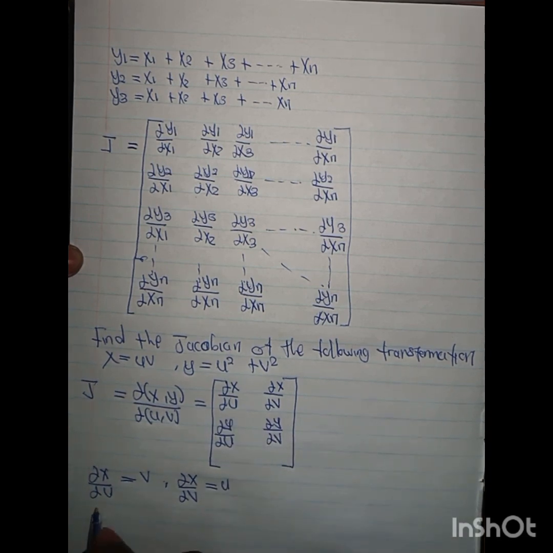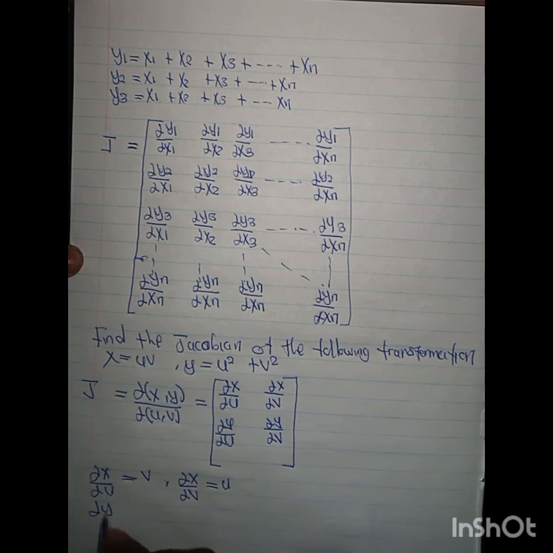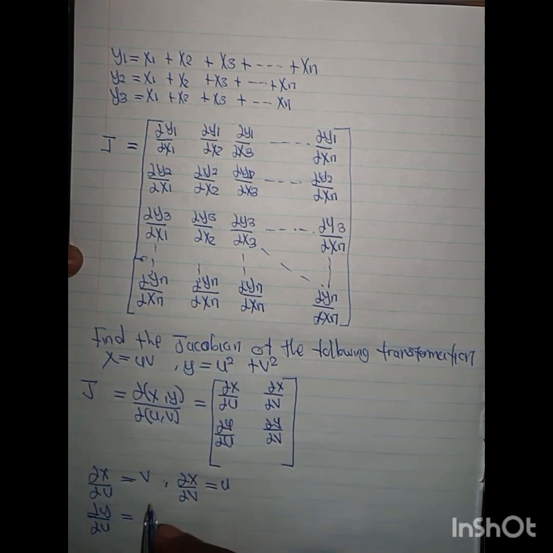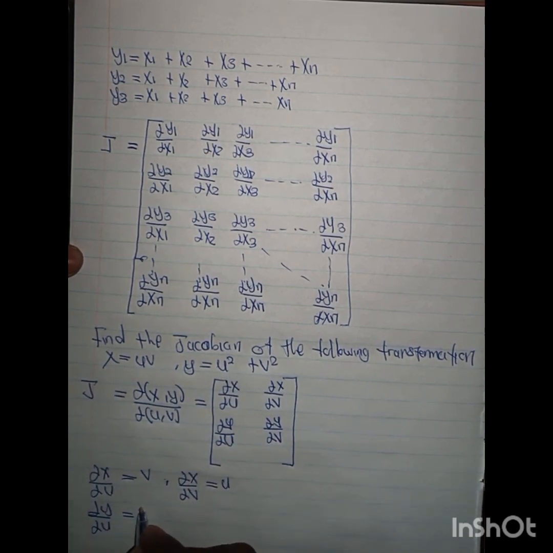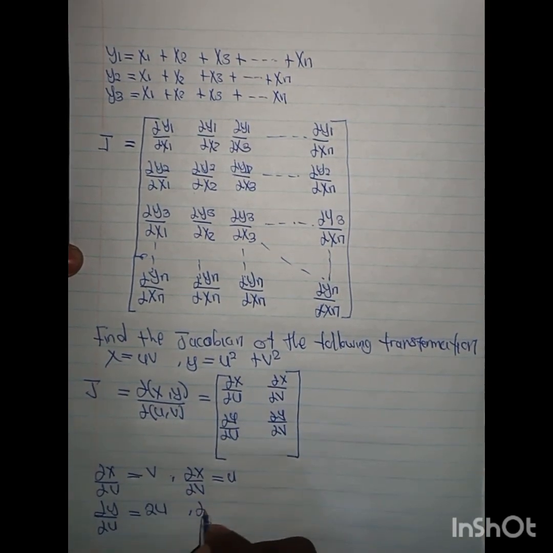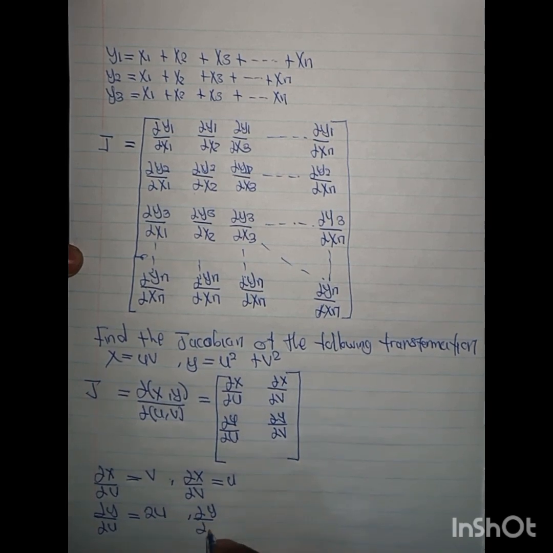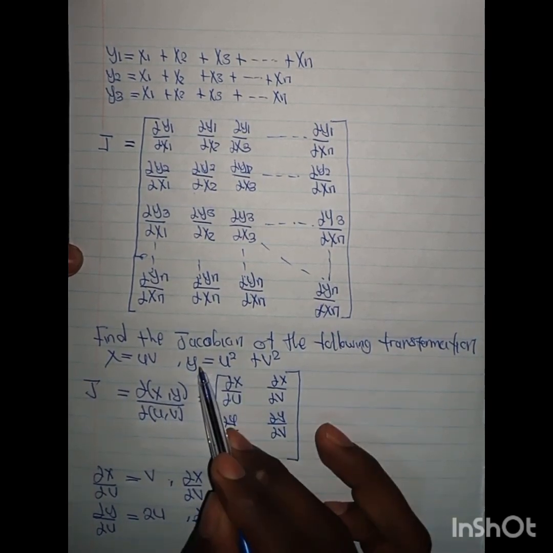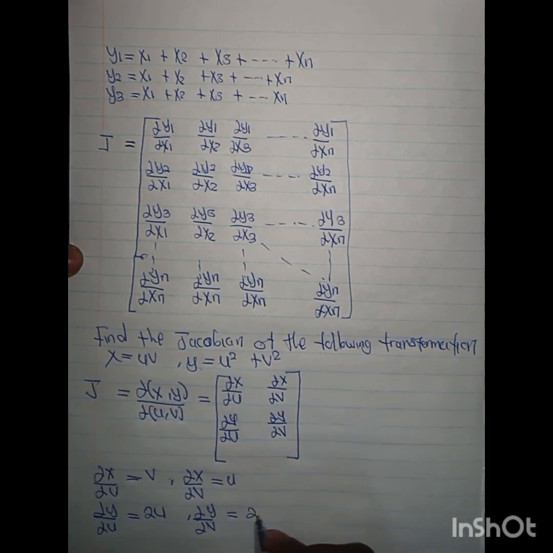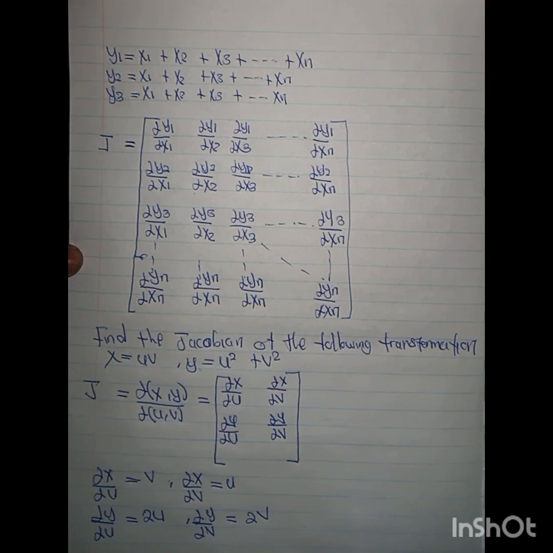Then in the second row, it will have dy/du, and this is the equation for y. When we differentiate this equation with respect to u, we get 2u. Now v is a constant, therefore the derivative of v as a constant will be 0, so we don't consider it. Then we go to dy/dv. From this equation, when we differentiate it with respect to v, we will have 2v like this.